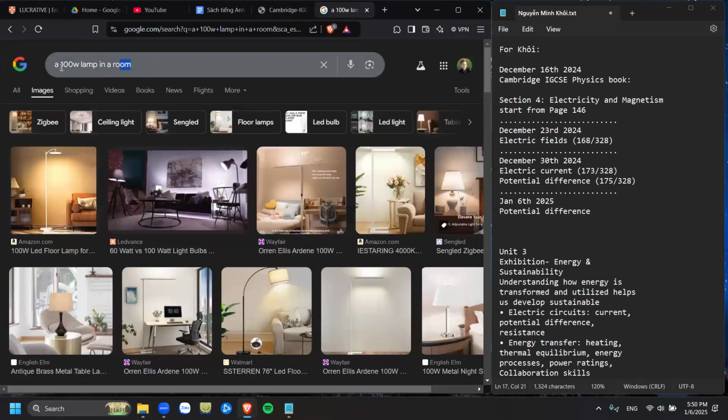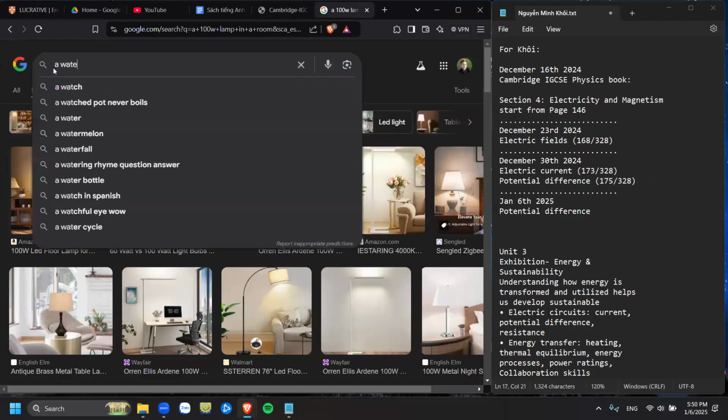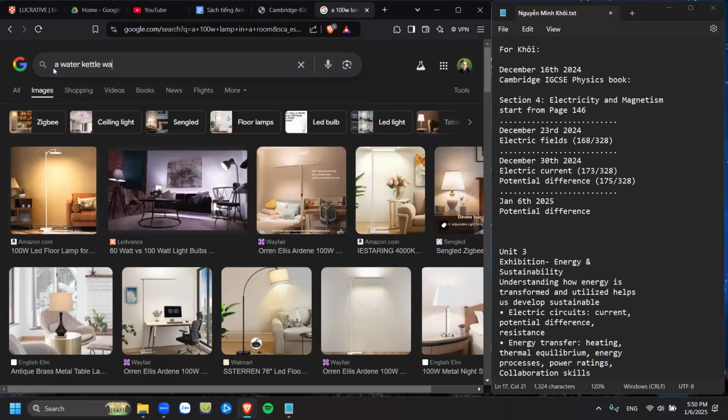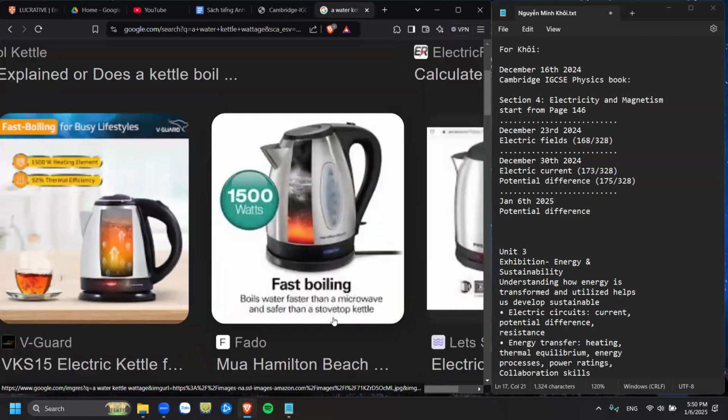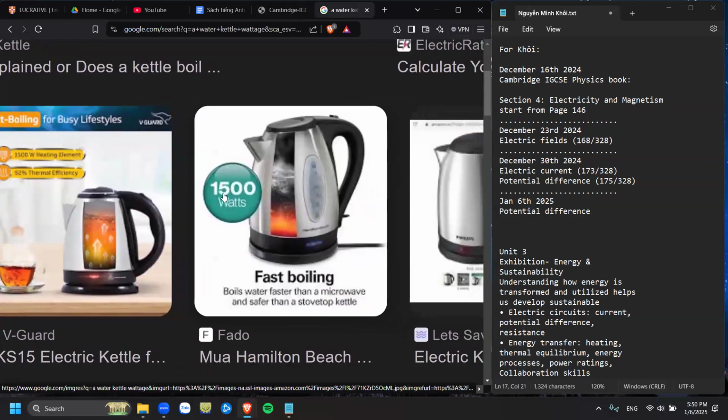Okay, let's compare a water kettle. There you go. A water kettle can be up to 1,500 watts. Does it consume a lot of electricity? Of course. Very much. Anything that boils, that cooks, consumes so much electricity.